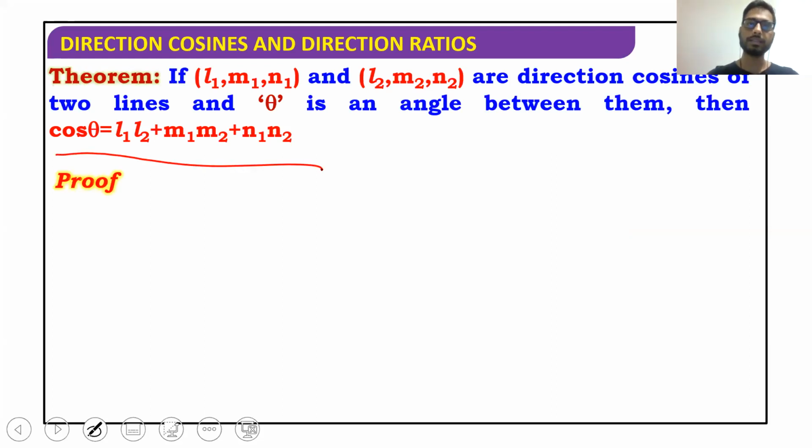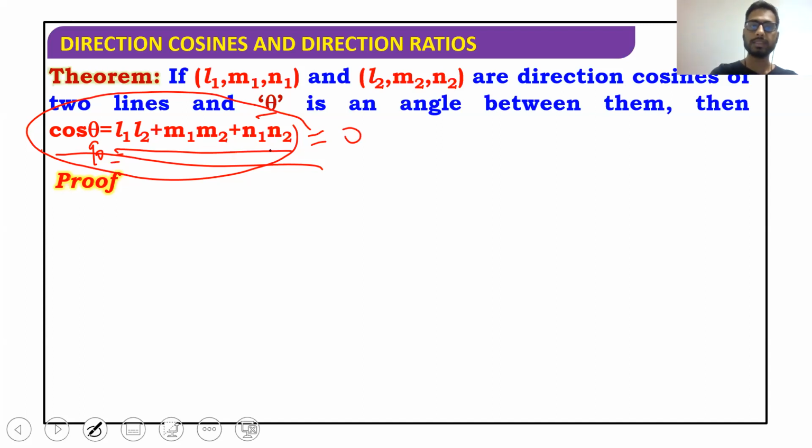If I have my direction cosines L1, M1, N1 and L2, M2, N2, then the angle between these two lines, say suppose that angle is theta, then cos of theta is equal to L1 L2 plus M1 M2 plus N1 N2. And if these lines are perpendicular, then cos of 90 would be equal to 0. Therefore, if this product L1 L2 plus M1 M2 plus N1 N2 is equal to 0, I can say that my lines are going to be perpendicular.